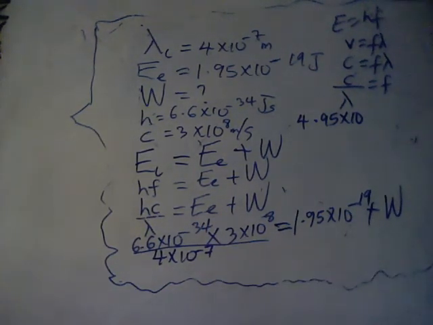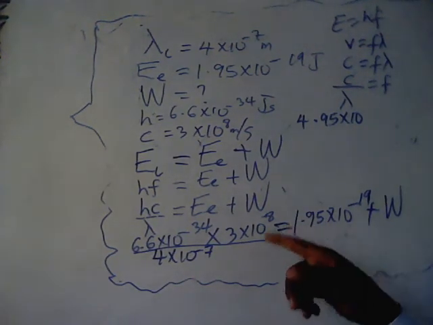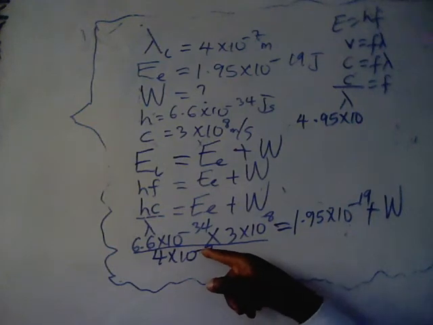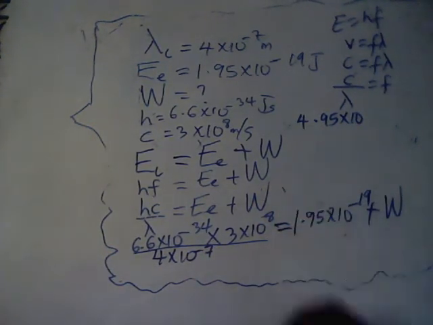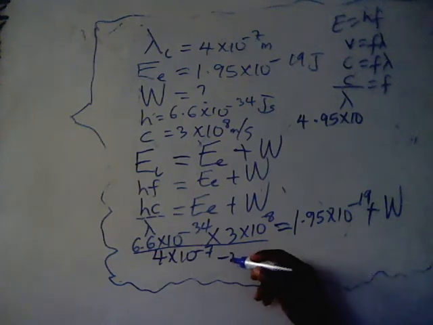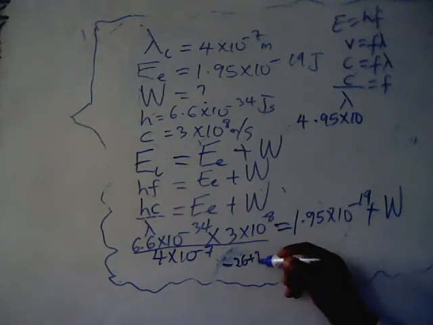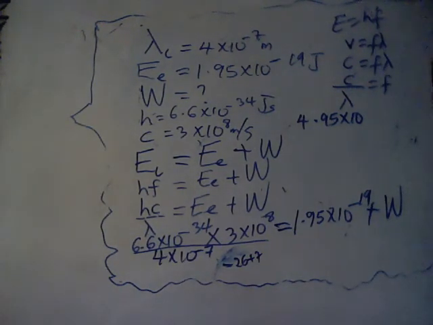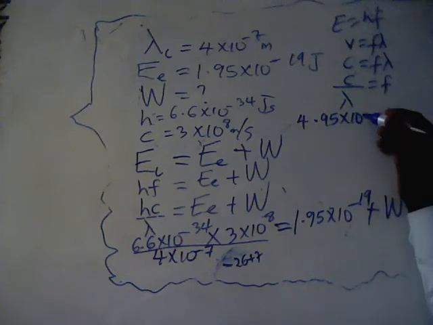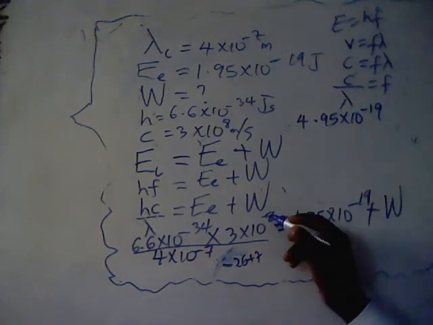Minus 34 plus 8 indices. Minus 34 plus 8, that is 34 minus 8, that's minus 26. So minus 26, this minus 7 here will come up and become plus 7. So minus 26 plus 7, that is 7 minus 26, and that gives us minus 19. So 4.95 times 10 to the minus 19 is the total answer for this side.